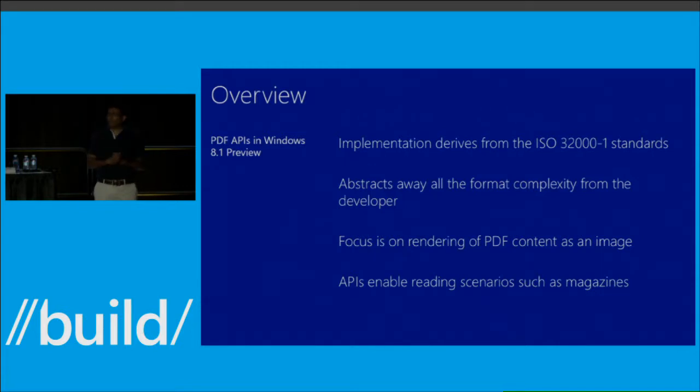However, the format itself is rather involved. So the idea is to abstract away all the format complexity and to present PDF content simply as images for you to then incorporate in your store applications. Now, if you already have experiences built around images, then extending those experiences to PDF content will take little to no effort. Again, the focus here is about presenting PDF content as images. The intent behind introducing these APIs is to enable reading scenarios such as magazines on the Windows platform.